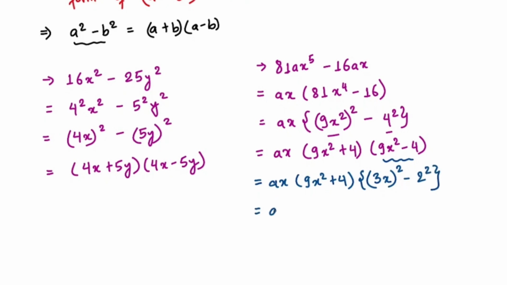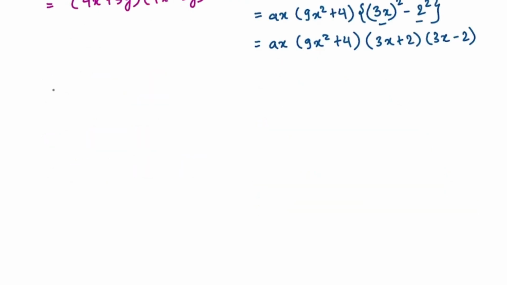So again, we have ax, 9x square plus 4, and then a square minus b square, right? So a plus b, a minus b. So (3x plus 2), and then (3x minus 2). And then we have factorized this expression as well, okay? Now let's look at another different one.